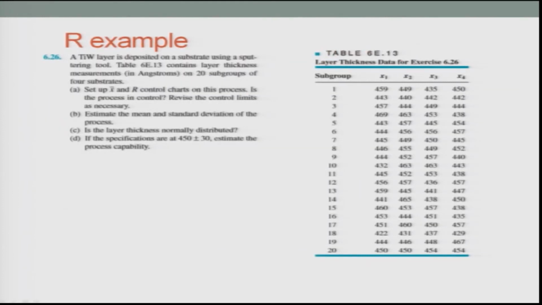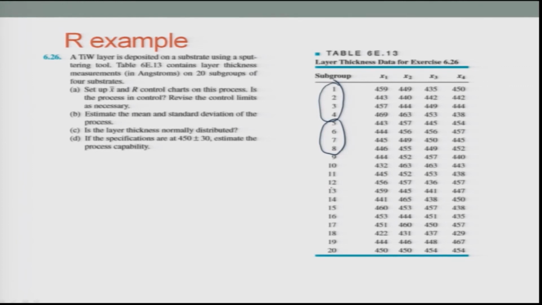So, let us consider an example. A tungsten wafer layer is deposited on a substrate using a sputtering machine, and the data related to that is given in Table 6E13, which consists of layer thickness measurements in angstroms for 20 subgroups of 4 substrates. So the first subgroup is 1 to 4, the second one is 5 to 8, and so on and so forth.